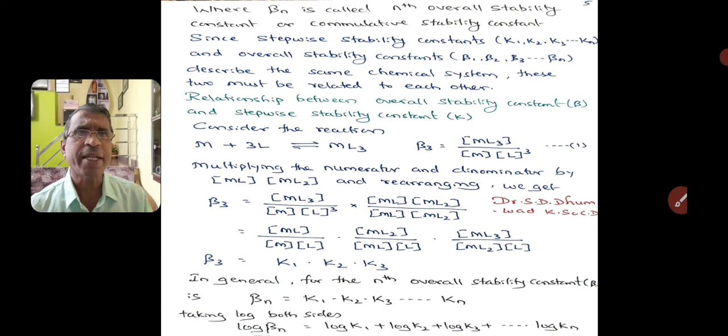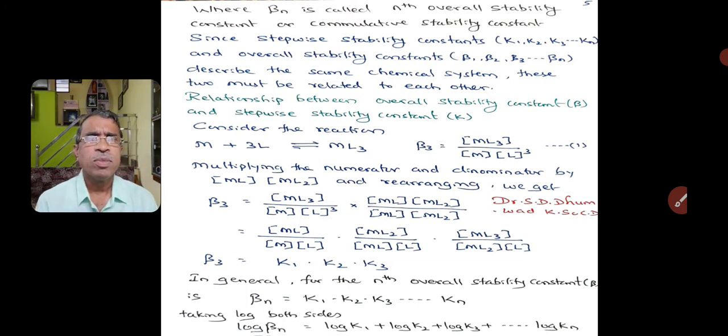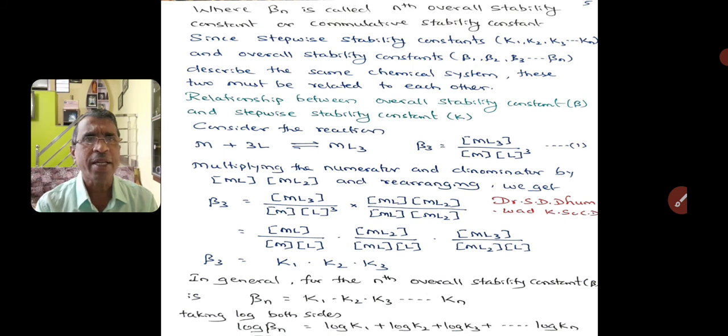Since the stepwise stability constants K1, K2, K3 up to Kn and the overall stability constants beta 1, beta 2, beta 3 and so on up to beta n describe the same chemical system, these two must be related to each other. Now let us study the relationship between the overall stability constant beta and the stepwise stability constant K. Consider a reaction where M combines with 3L to form ML3.